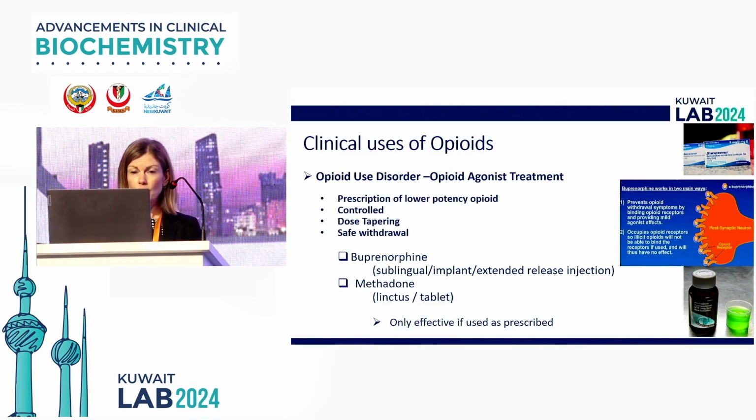So what's the treatment for opioid misuse? Well, funnily enough, it's opioids, but certain types of opioids. So opioid agonist treatment is the prescription of lower potency opioids in a controlled way to allow dose tapering and safe withdrawal from the opioid that is being misused. And typically these are usually buprenorphine, which is given sublingually, as an implant, or as an extended release injection, or methadone, which is given as a linctus or as a tablet. And these are only effective if the particular opioid is used exactly as prescribed.